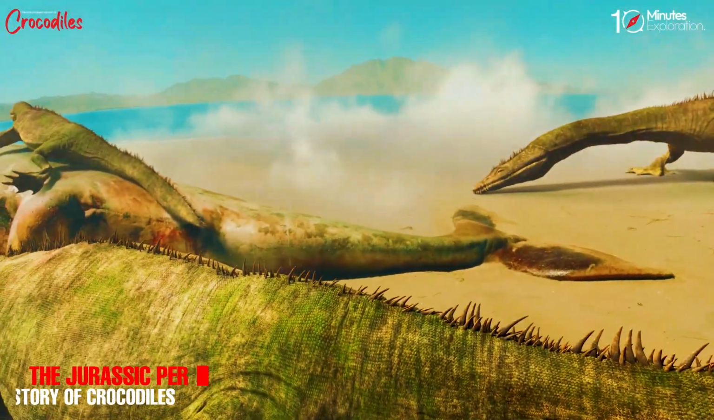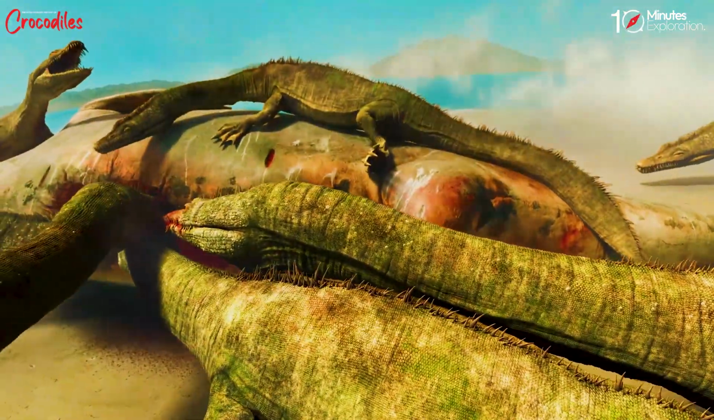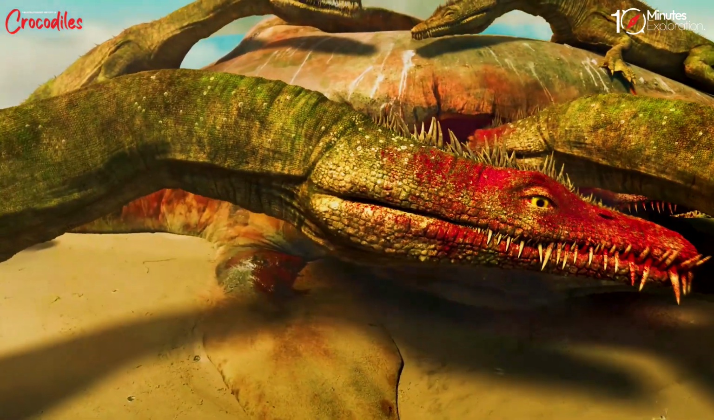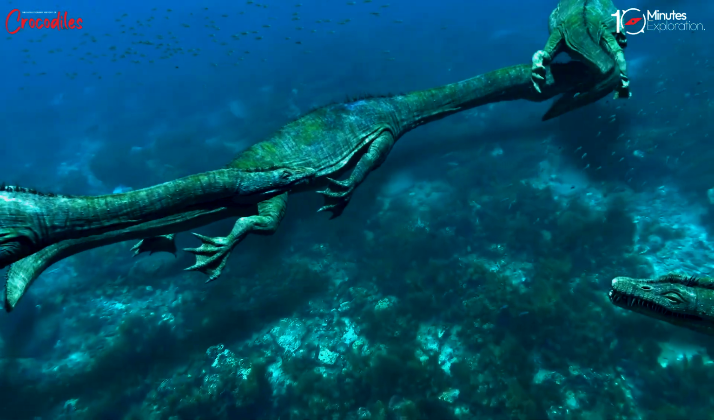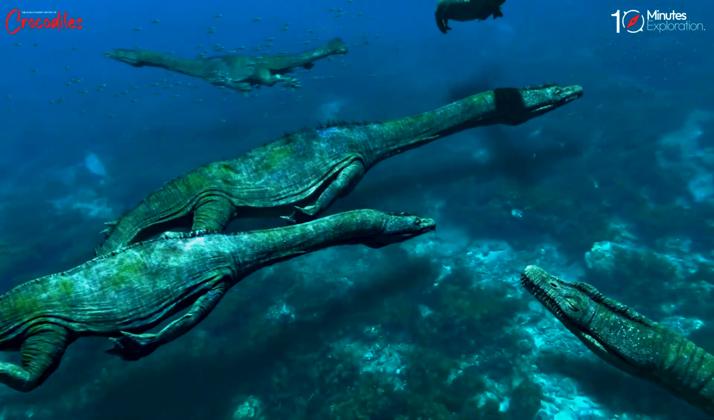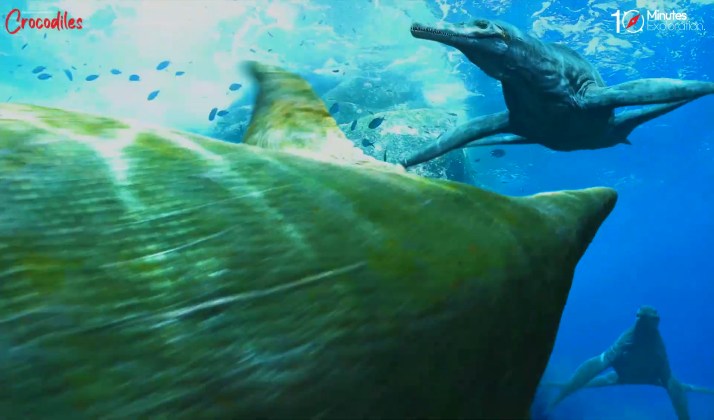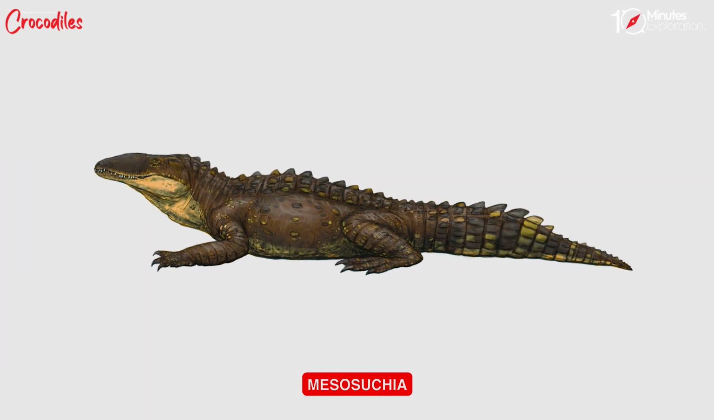During the Jurassic period, about 200 to 145 million years ago, the crocodile-like animals diversified into many different forms and adapted to various environments. Some of them became aquatic and developed webbed feet, flattened tails, and armored skin. These were the first true crocodilians, and they belonged to three suborders: Thalattosuchia, Protosuchia, and Mesosuchia.